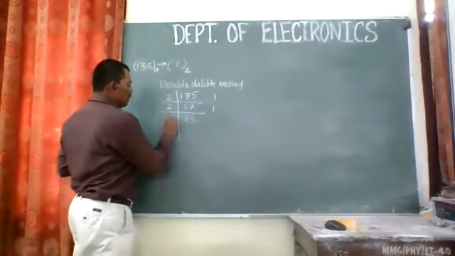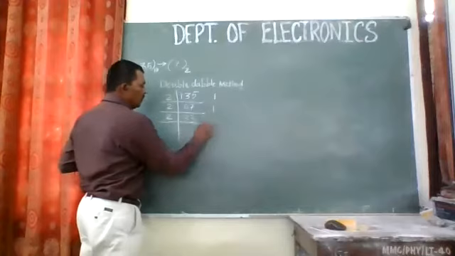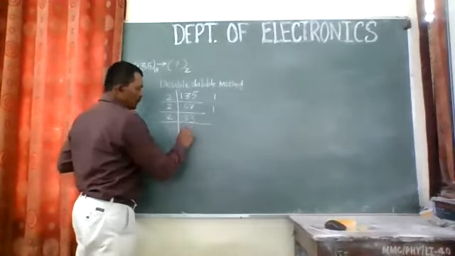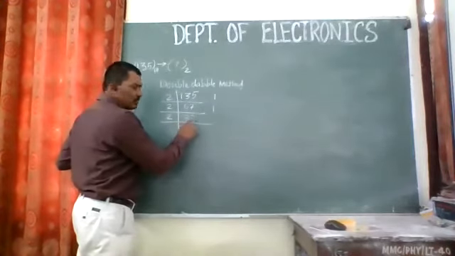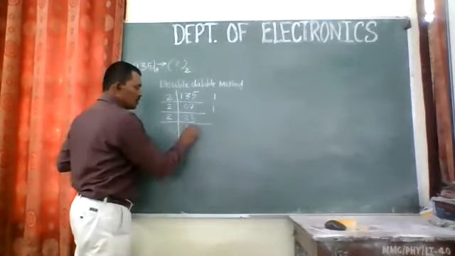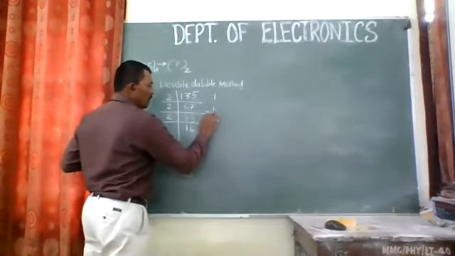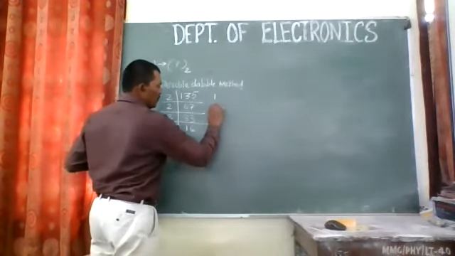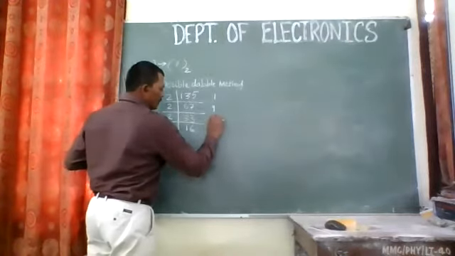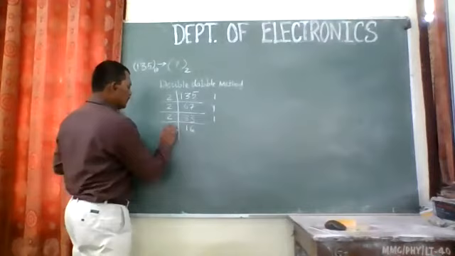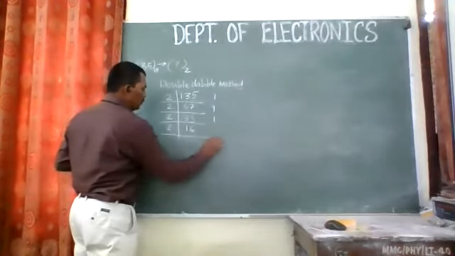Again, divide this 33 by 2. 2 sixteens are 32, and the remainder is again 1. I am storing it here. So it is 1 again. Again, divide this 16 by 2.